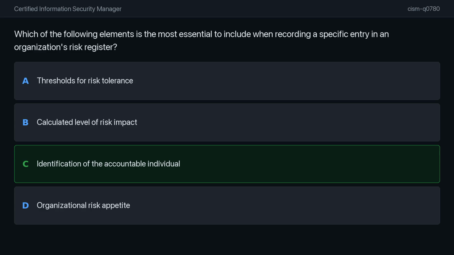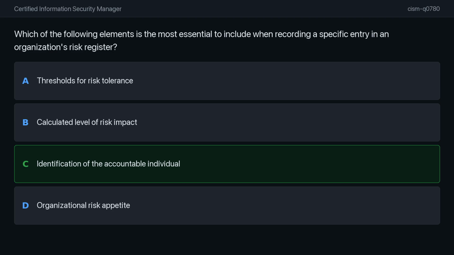I believe the correct answer is option C, identification of the accountable individual. In my view, this is the most essential requirement because without an assigned owner, there's no one responsible for monitoring the risk, executing treatment plans, or ensuring the situation remains within acceptable limits. Accountability is what makes the management process actionable.